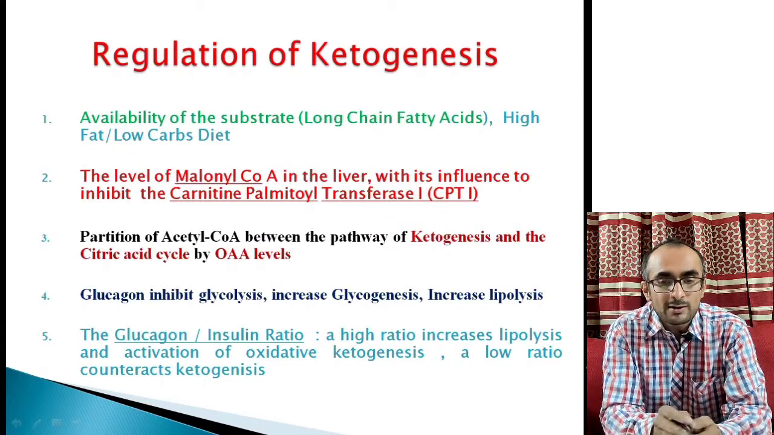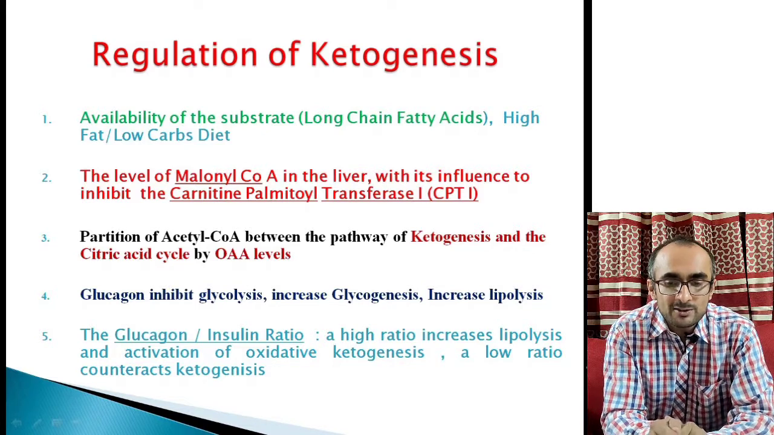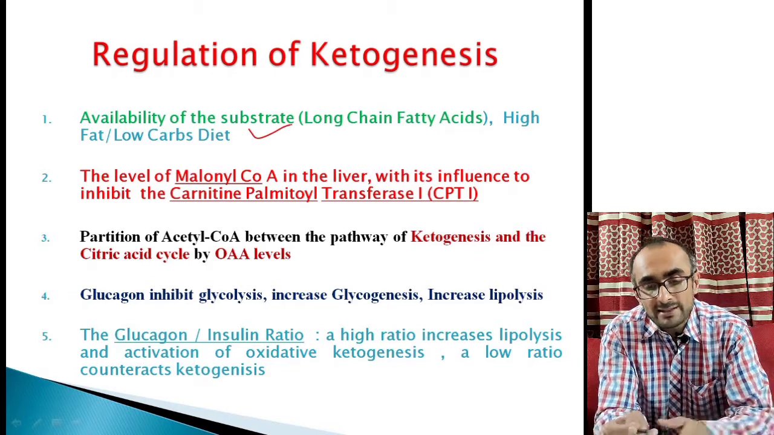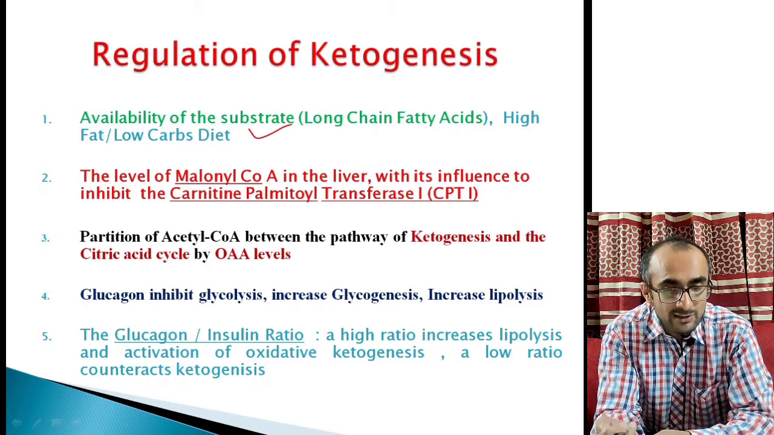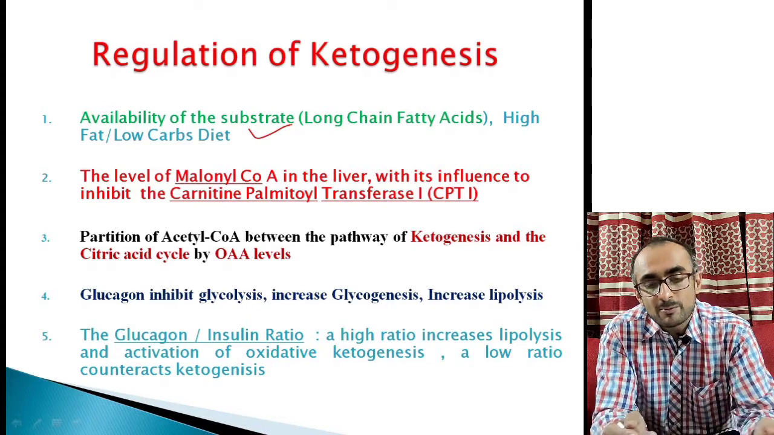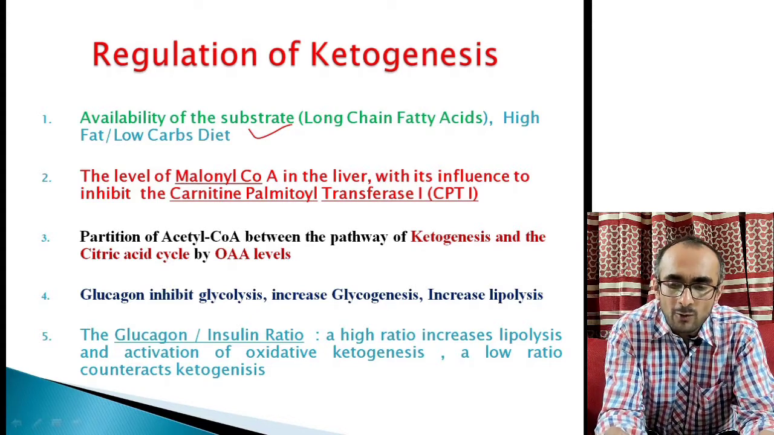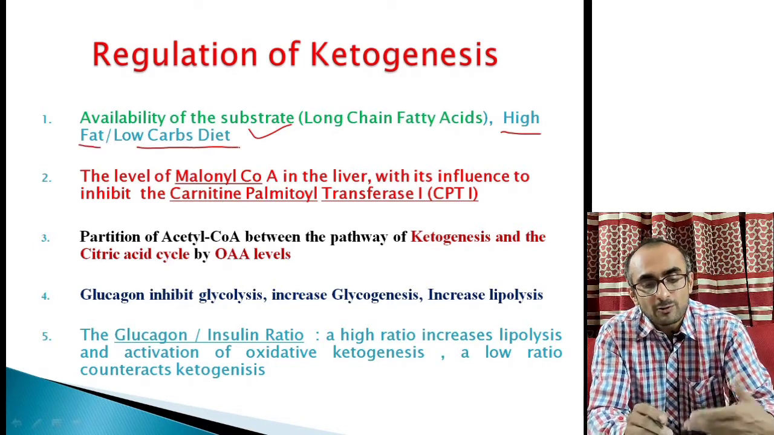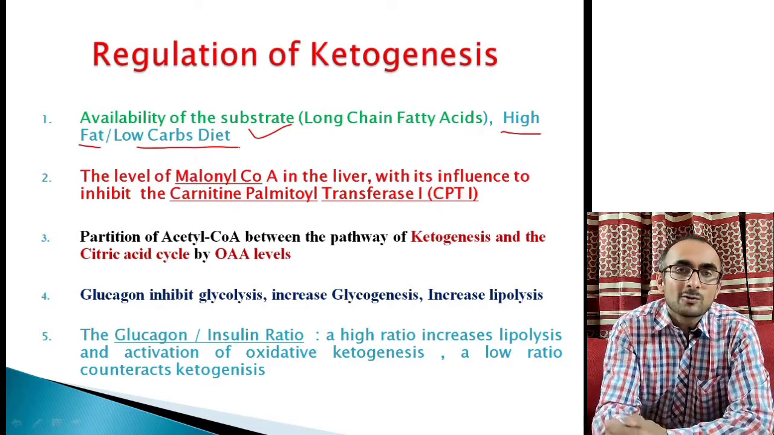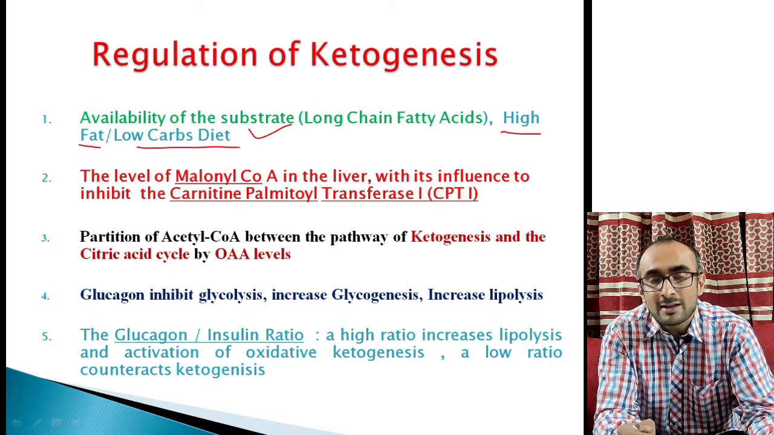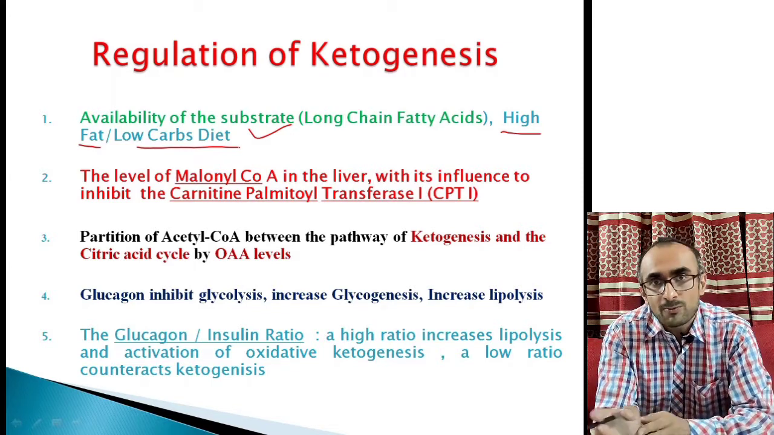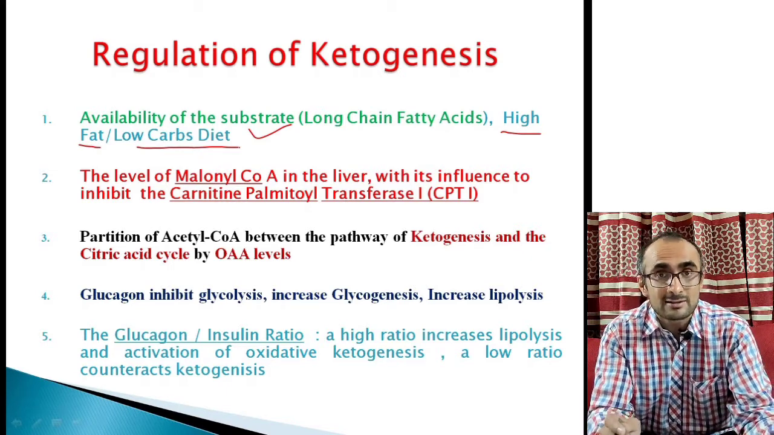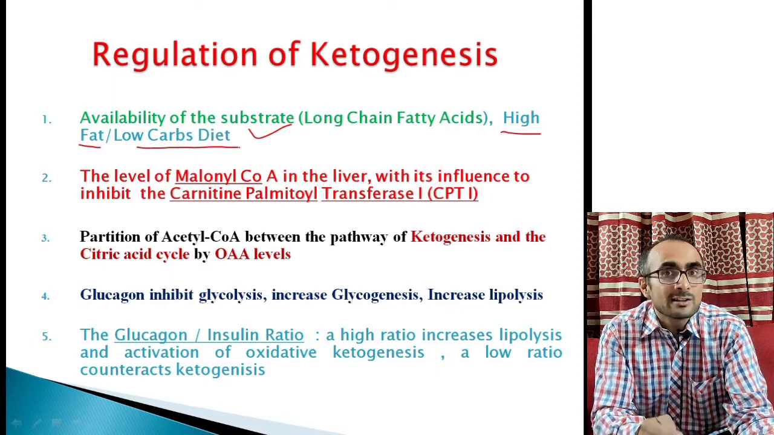Now, regulation of ketone body synthesis: availability of the substrate, long chain fatty acids. If long chain fatty acids are available, they will go for beta oxidation and produce acetyl coenzyme A, which will be used for synthesis of ketone bodies. Or in case of a high fat and low carb diet, ketone body formation also increases, because in a low carb diet glucose is in low concentration, and that promotes oxidation of fatty acids using beta oxidation reactions. We understood from the previous lectures how glucagon induces beta oxidation reactions.